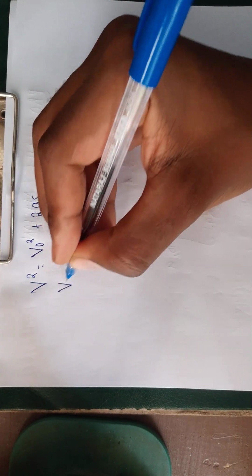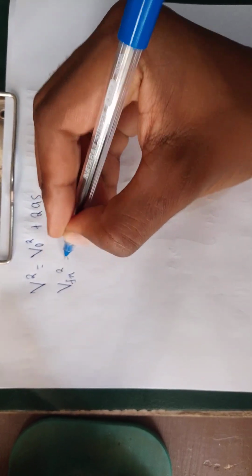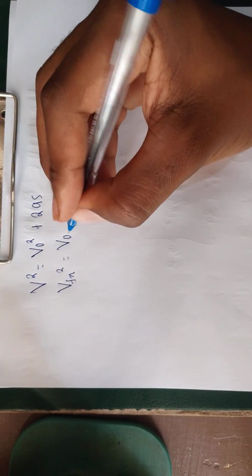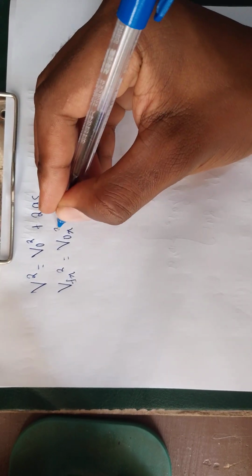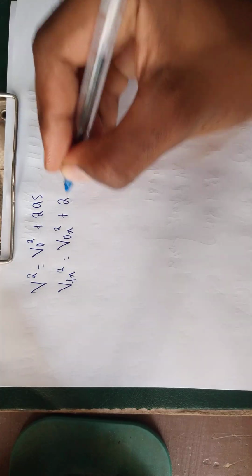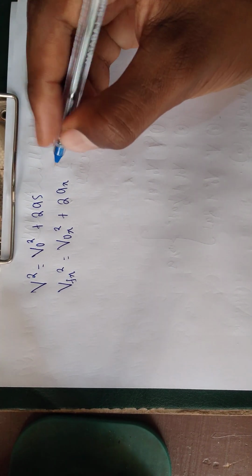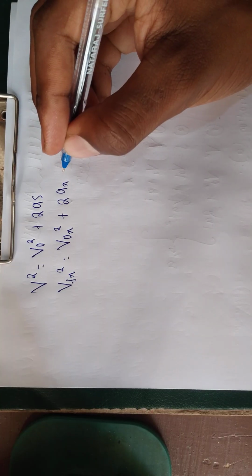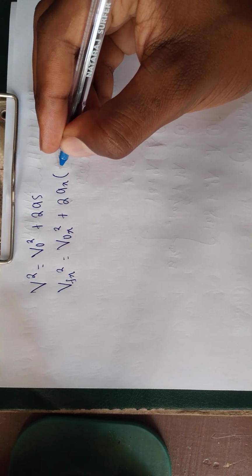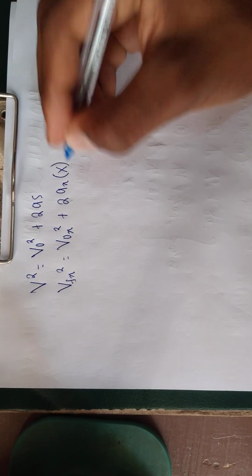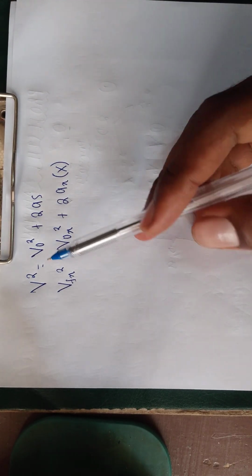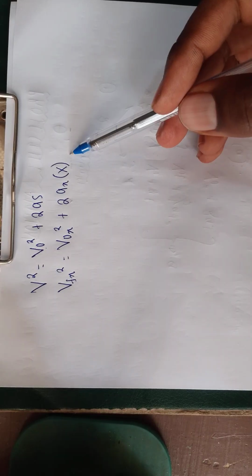So you say the final velocity in the x squared is equal to the initial velocity in the x squared plus 2 times the acceleration in the x. Then the displacement here is supposed to be for the x-axis, so multiplied by the displacement which is in the x. So we've just used the same equation and then we've modified it.